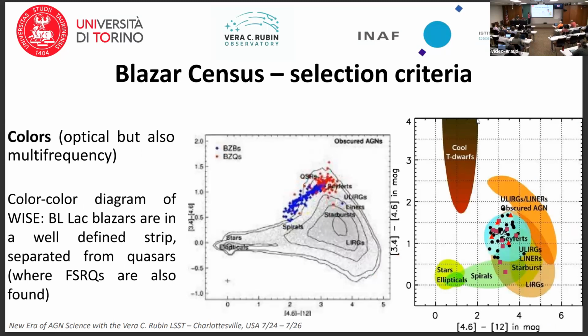Other criteria are, for example, the colors in optical, but also in multi-frequency. Here I show you what they were able to detect with the WISE filters. We have 2 plots where we can see a clear stripe where the BL Lac objects are placed, and they are well distinct from the quasar type of objects. So color diagrams could also be a valuable tool to see if there are any patterns where the blazars tend to inhabit the different diagrams.